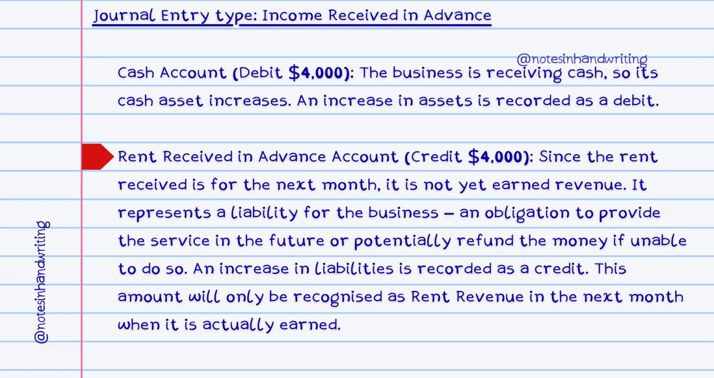Since the rent received is for the next month, that is, the service of providing the rented space for that period has not yet been rendered, it is not yet earned revenue. It represents a liability for the business. Meaning, it is an obligation to provide the service in the future or potentially refund the money if unable to do so. An increase in liabilities is recorded as a credit.